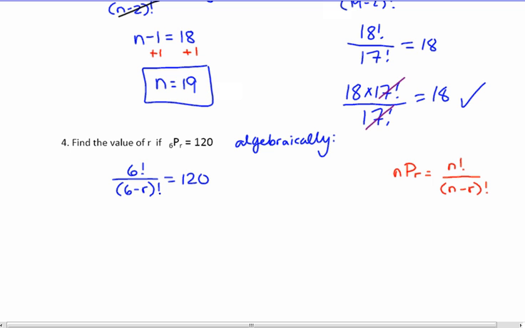So we want to get everything with a variable on one side and everything without a variable on the other. For example, 6 factorial, could that actually be evaluated as some number? Could we figure out what 6 factorial equals if we wanted to? Yeah, we can. So we want to get 6 minus r factorial by itself, and it can't be on the denominator. So our first step is to get it off the denominator. And how do we do that? Multiply both sides by.